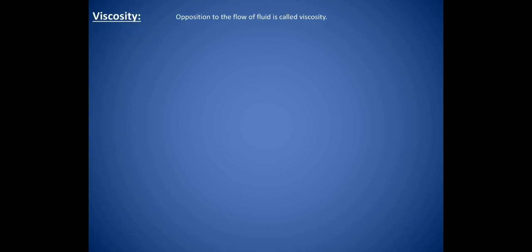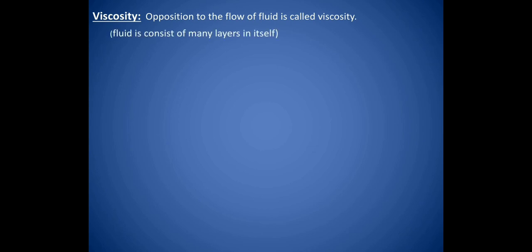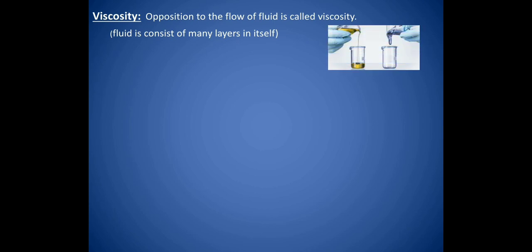Viscosity. What is actually viscosity? Opposition to the flow of fluid is called viscosity, right? We have some extra information about viscosity: fluid consists of many layers within itself, because without the layers of the fluid, viscosity isn't possible. Viscosity is due to the layers of the fluid, so it should be remembered.